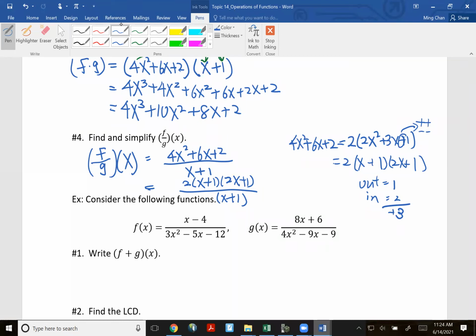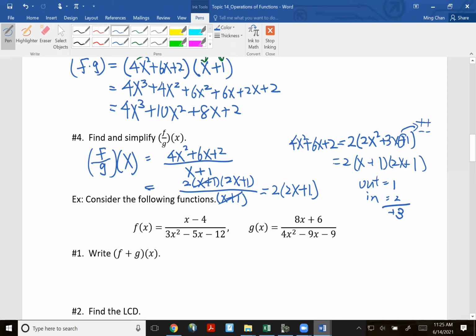So it turns out x plus 1 cancels out. This canceling means something, okay? It actually means a lot of things. Because technically, if you look at the original rational function here, there's a restriction on the domain: x cannot be negative 1, okay? But when this x plus 1 in the factored portion on the top and bottom cancels out, you end up with 2 times 2x plus 1.